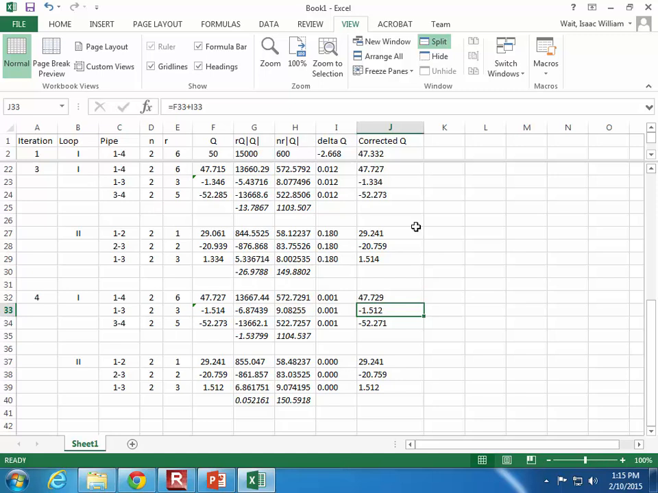But the first step really is just to do yourself a flow balance and then have someone check to make sure it looks right. And then you can start typing in those column headers in Excel.